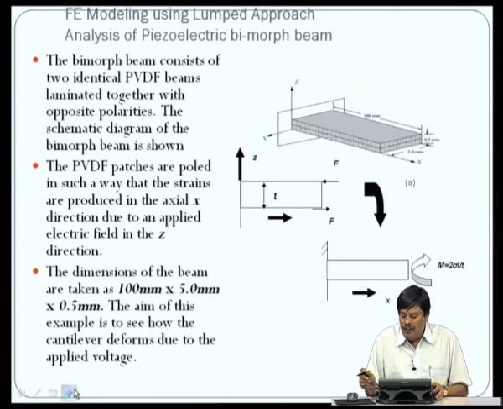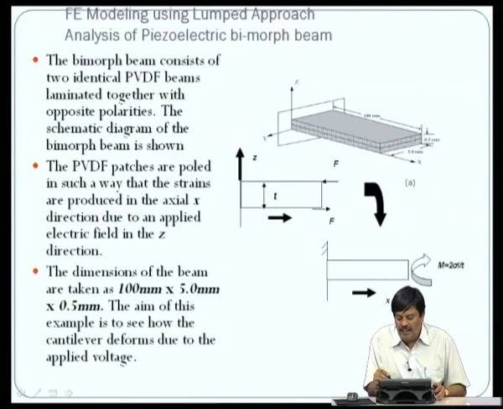So, the first approach we call the lumped approach, where we are doing an FE analysis of a piezoelectric bimorph beam. Here there is a bimorph beam with two layers, the top layer and the bottom layer stitched together, with dimensions 100 mm by 0.5 mm by 0.5 mm, and the width is 5 mm. We consider this bimorph material is made up of a polymer type of piezo material, that is PVDF beams with opposite polarities.